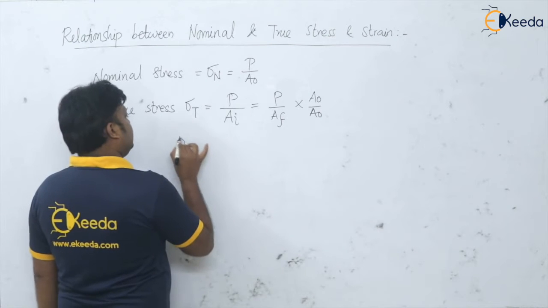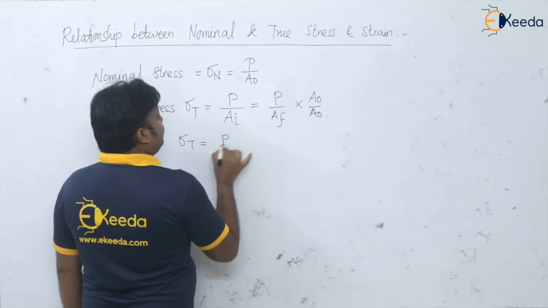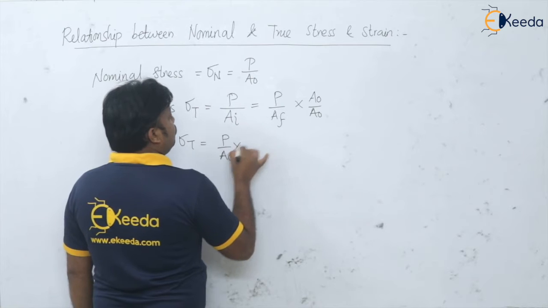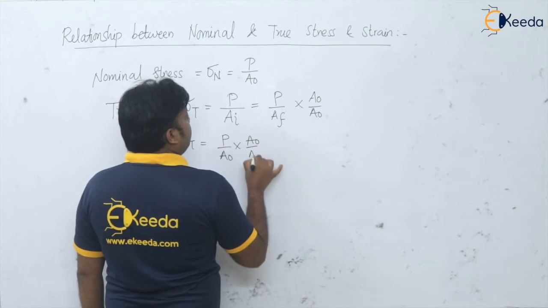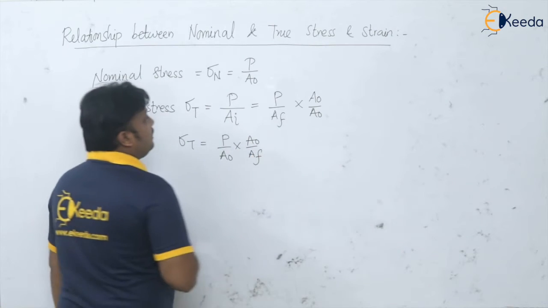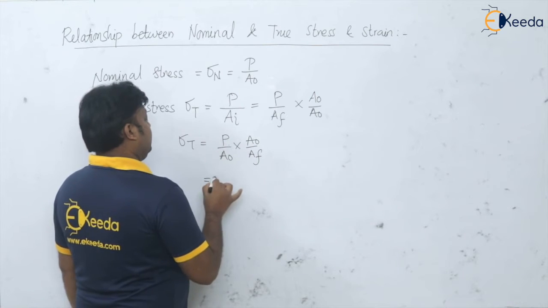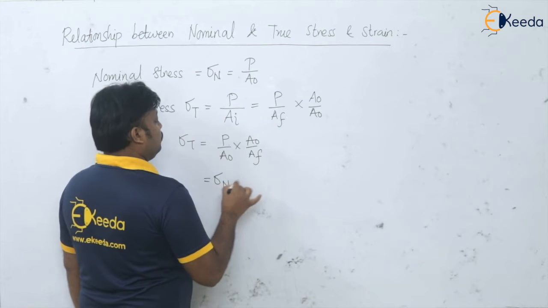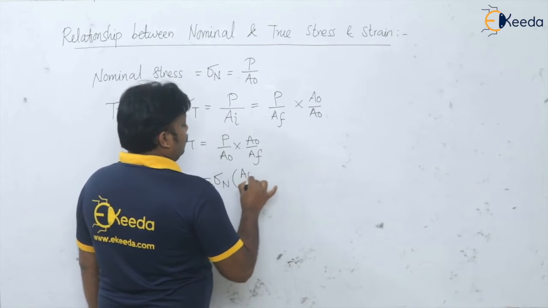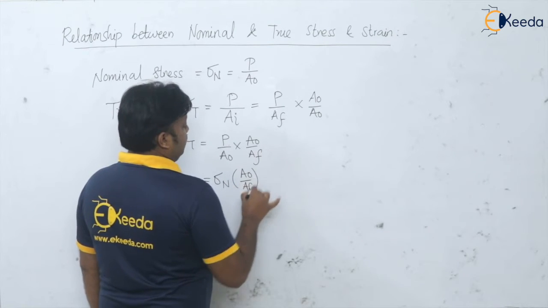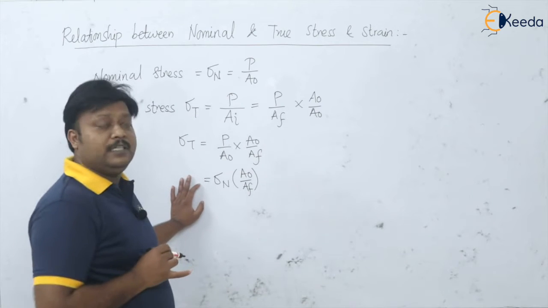Now see here, if I multiply and divide this sigma t by the original area, what will I get? This sigma t will be equal to P by A naught into A original divided by A final, isn't it? And what is this P by A naught? This is our nominal stress, that is sigma n, into the original cross sectional area divided by the final cross sectional area.